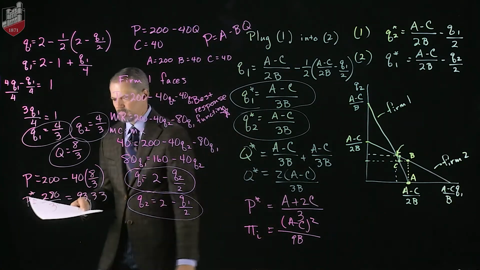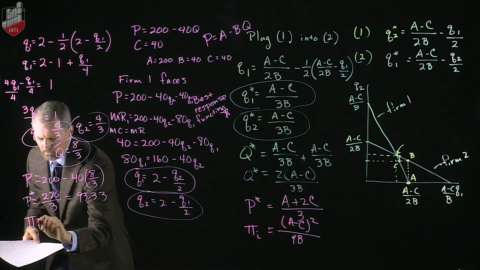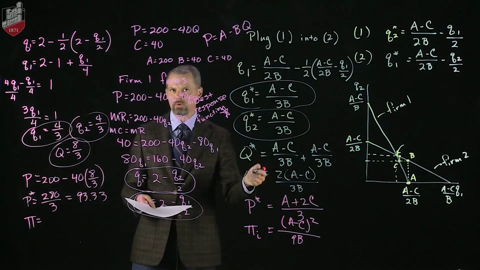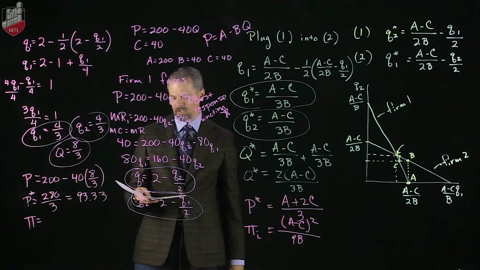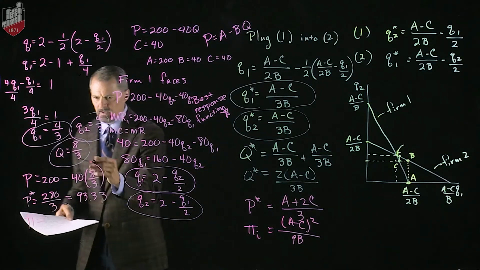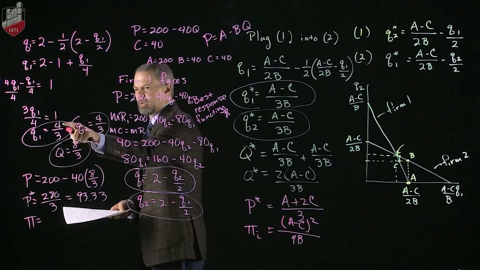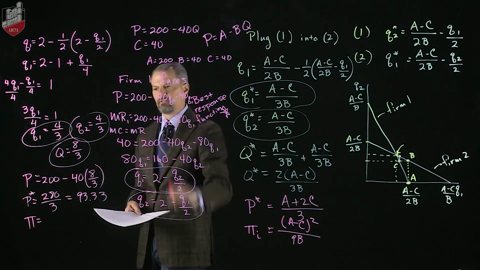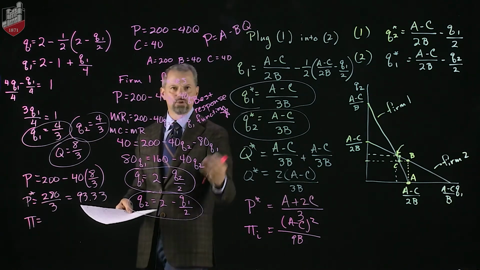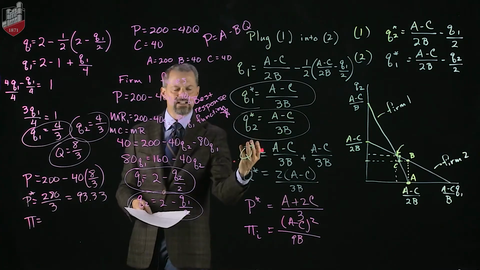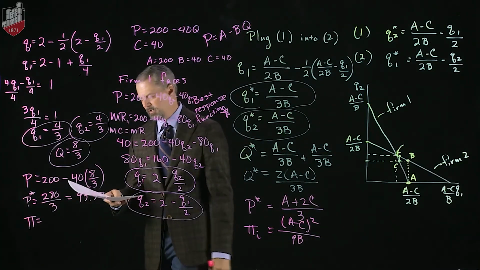Profit would be price times quantity, total revenue, minus total cost. Remember, we're going to do this for a firm, so we have to think about the quantity as being the quantity that one firm produces. I guess you could calculate total profit and then divide it in half to get firm profit.